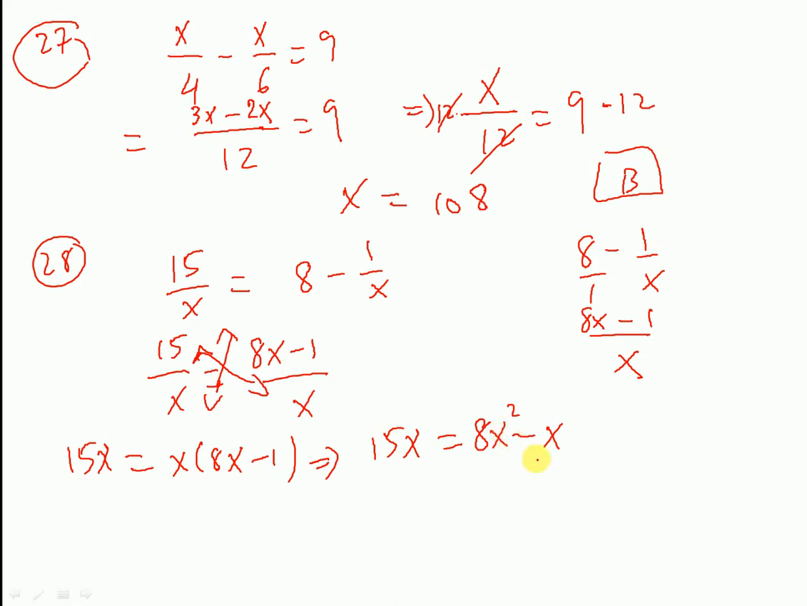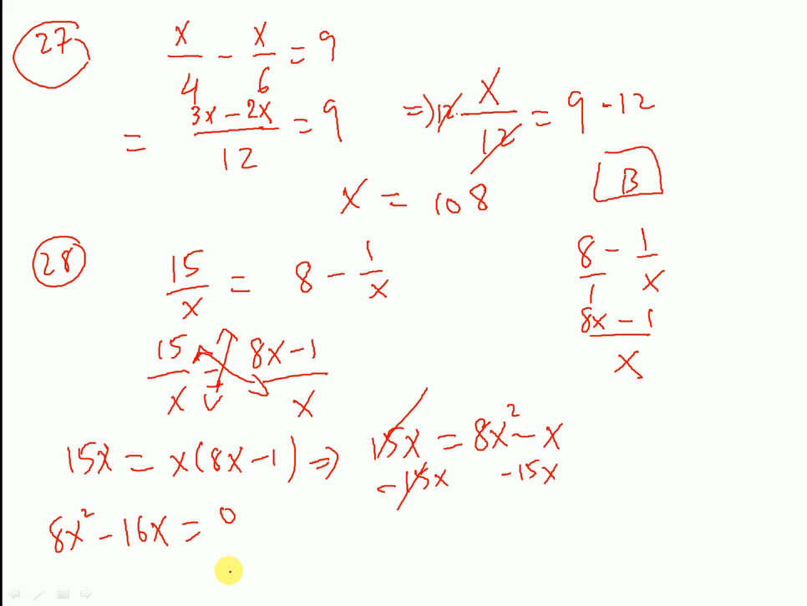Now this looks like we're going to have a quadratic equation. So 8x squared minus x, bring the 15x to the right hand side, so one side should be 0. So I have 8x squared minus 1x minus 15x, that's minus 16x, equal to 0.